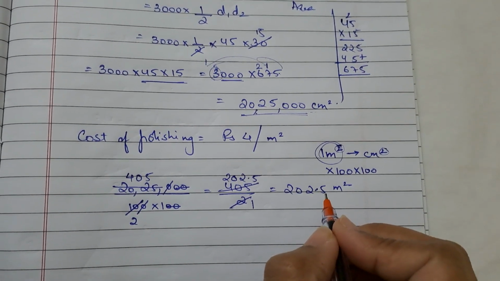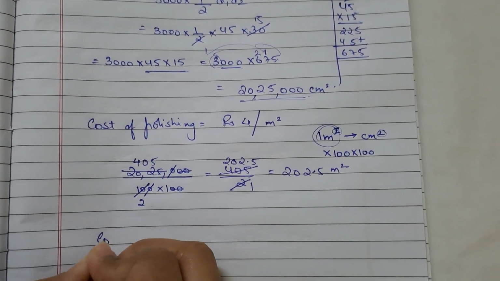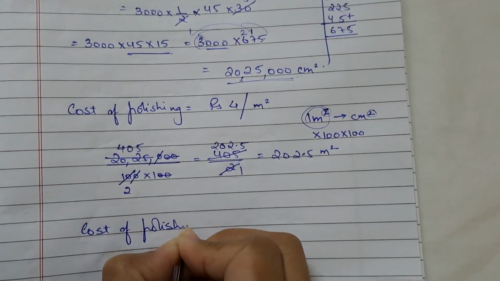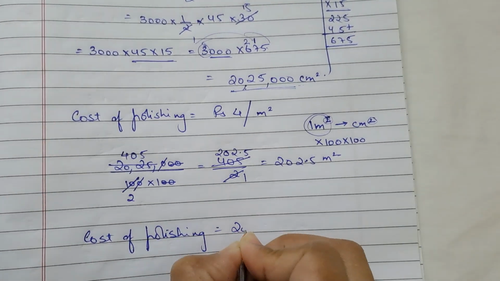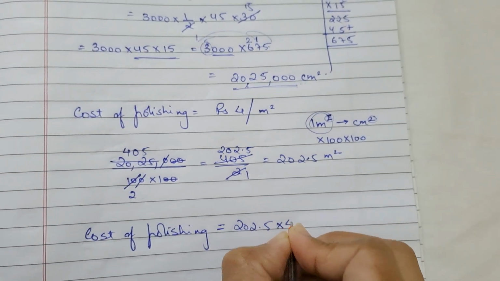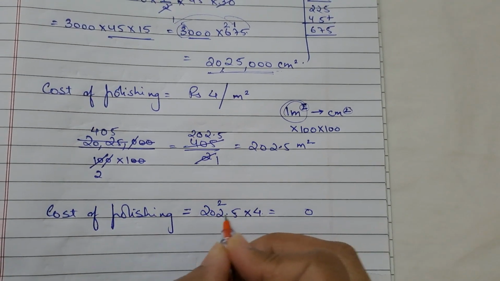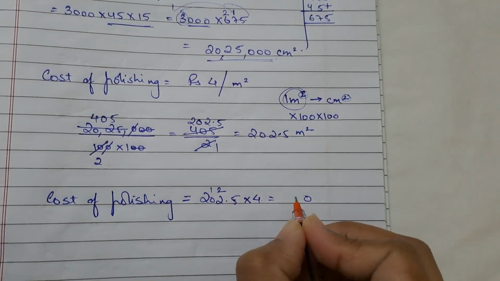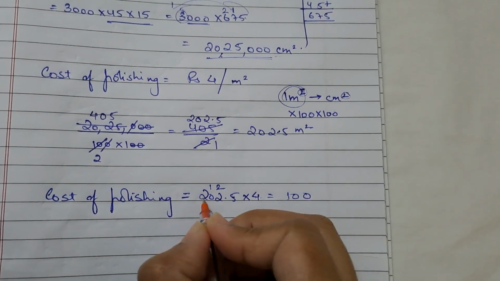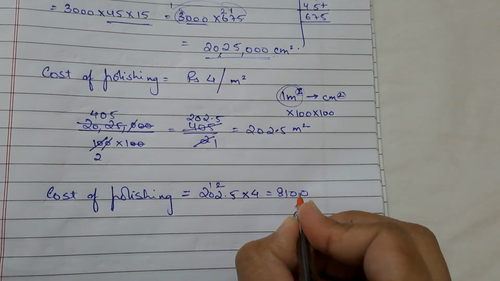Then what we need to do is find the cost of polishing. Cost of polishing will be 202.5, this is the area in meter square, times 4 is what we are going to do. So 4 5s are 20, 4 2s are 8, 4 0s are 0, and 4 2s are 8. So it is 8, and then this one will come here.